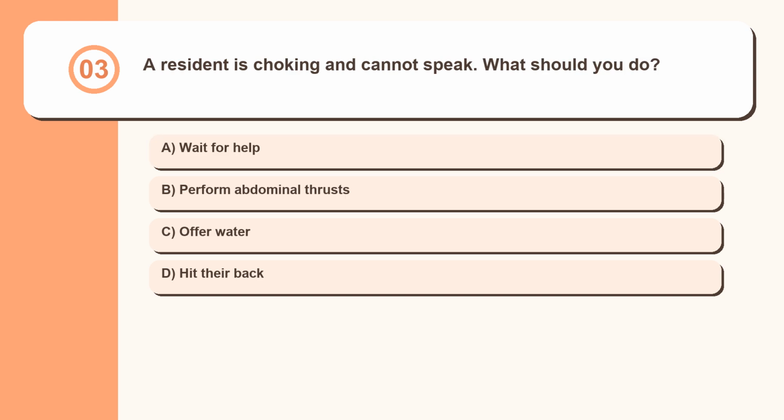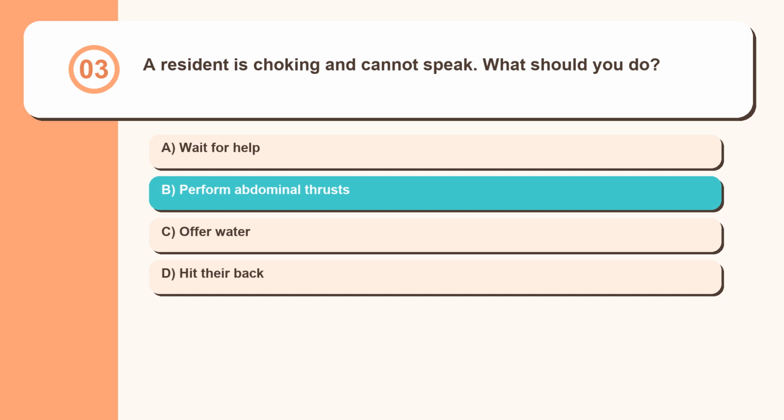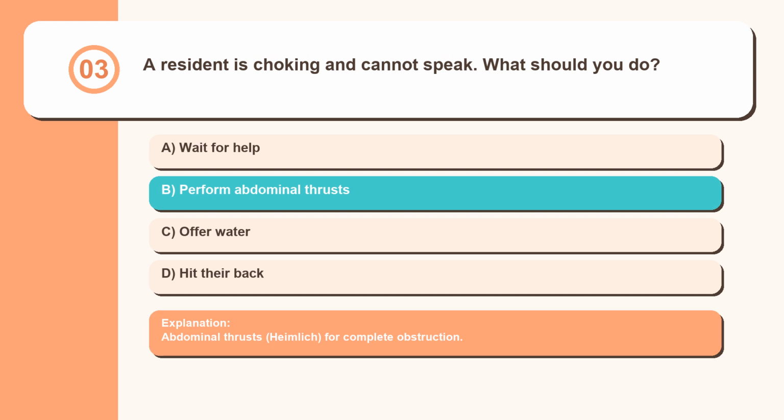Question 3. A resident is choking and cannot speak. What should you do? Wait for help. Perform abdominal thrusts. Offer water. Hit their back. Answer: Abdominal thrusts, Heimlich, for complete obstruction.